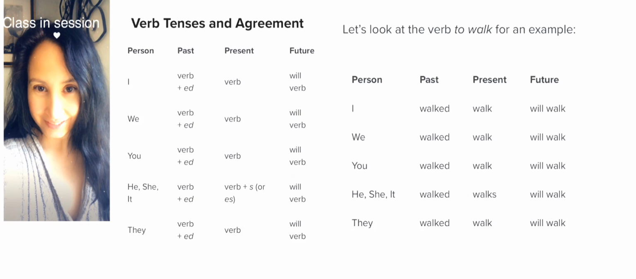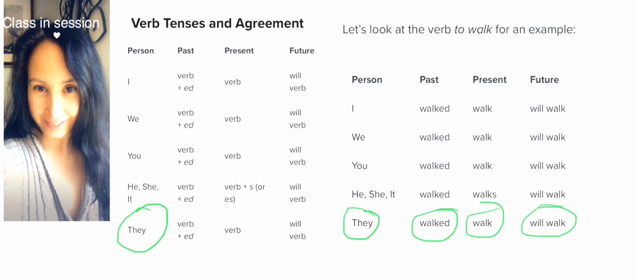Now let's use the person or pronoun they. In the past tense, we use the verb walk plus ed. They walked. And in the present tense, we just use the verb walk. They walk. And in the future tense, we use the word will in front of the verb. They will walk.